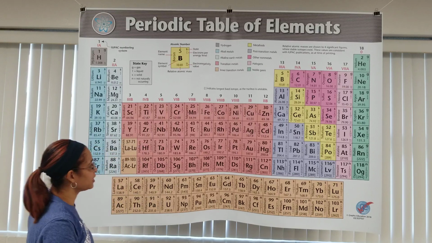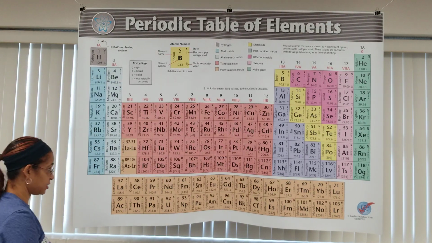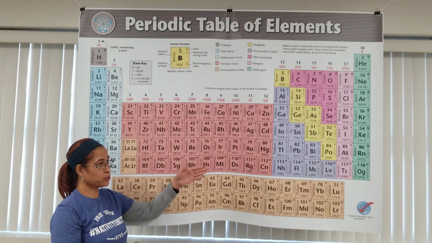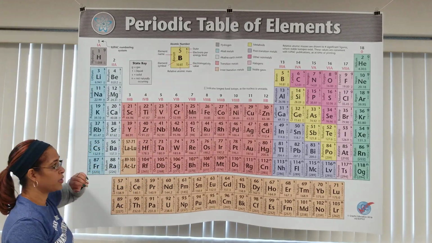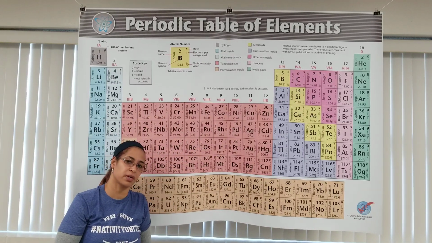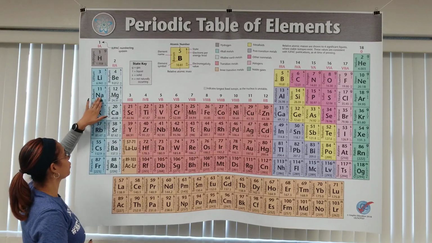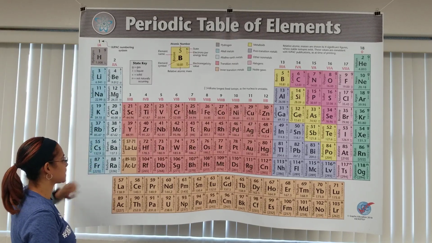So, looking at the periodic table, it is sorted in a series of rows and columns. Okay, the rows are called periods, and there are 7 periods in the periodic table. We have period 1, 2, 3, 4, 5, 6, and 7.